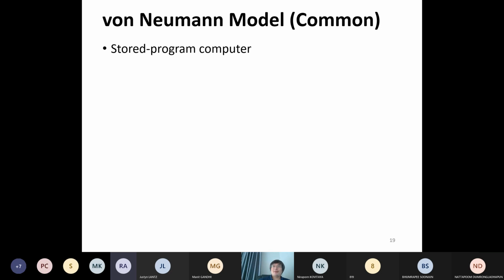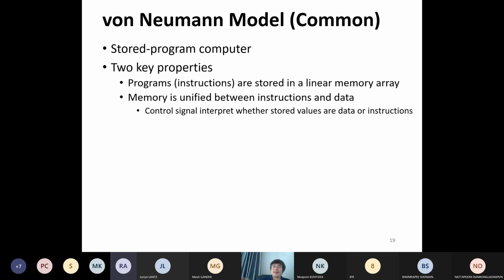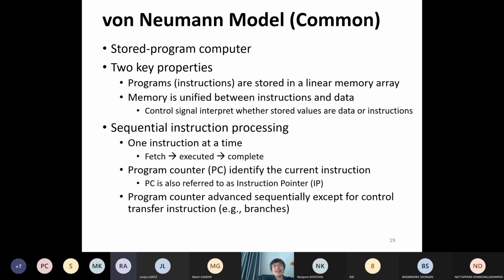So that's the von Neumann model. You tell the computer two key properties. First of all, the program is stored in DRAM, the memory that you buy, right? And then the memory is unified between instruction and data. What does this enable? The key here is this. You process one instruction at a time. You go line by line by line by line, right?